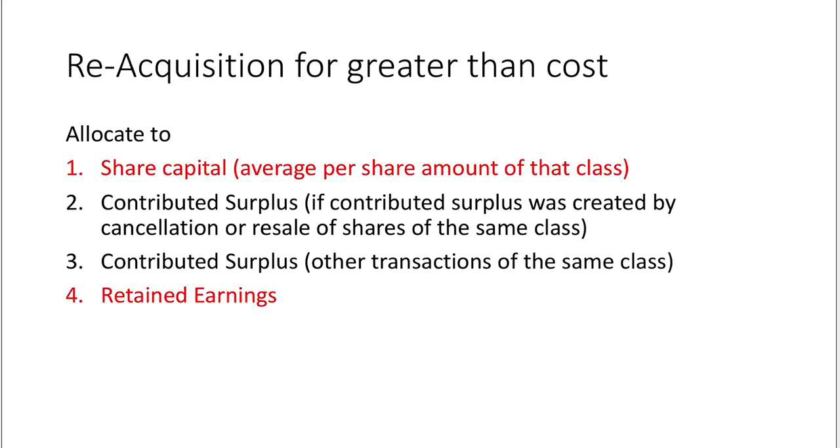Now, what normally happens, or the most usual situation, is that we will debit share capital for the average per share amount of that class and debit retained earnings. That's the most common. But watch for, in the question, some conversation around there being contributed surplus. It's easy breezy.